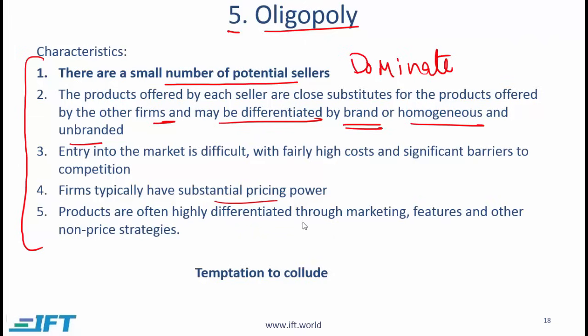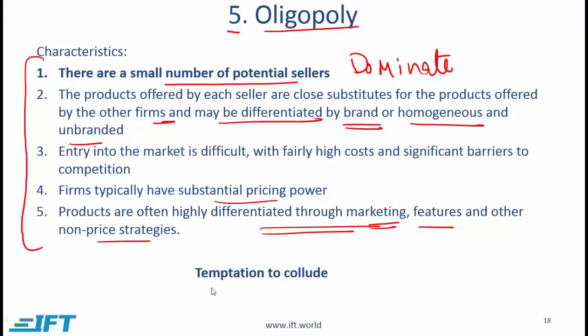Products are differentiated through marketing. So marketing, advertising is often important. And if there is differentiation, the differentiation happens through marketing as well as various features the product might have and non-price strategies. Note that this is not critical, however, for a given market to be considered an oligopoly. It is also possible to have an oligopoly where we have 2 or 3 firms producing products which are not differentiated.